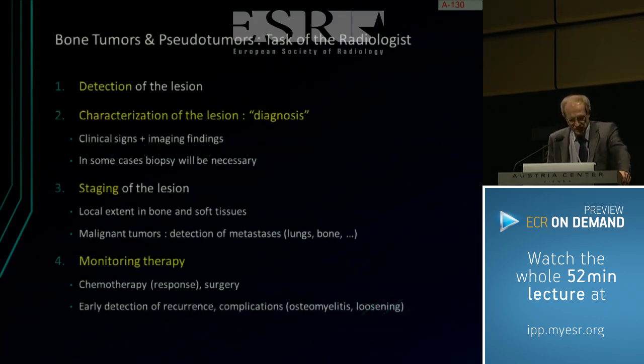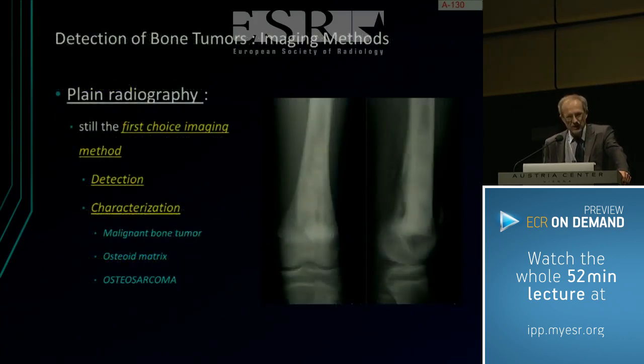The task of the radiologist is to detect the lesion, to characterize the lesion, to provide a diagnosis, to stage the lesion, and to monitor therapy in malignant lesions. You can start with a plain radiography, and this is still the first choice imaging method for detection of a lesion. You can easily see a bone-forming tumor in the distal femur of this teenager, so it produces osteoid matrix, and there is a destruction of the cortex on the posterior side, so you can make the diagnosis of an osteosarcoma.